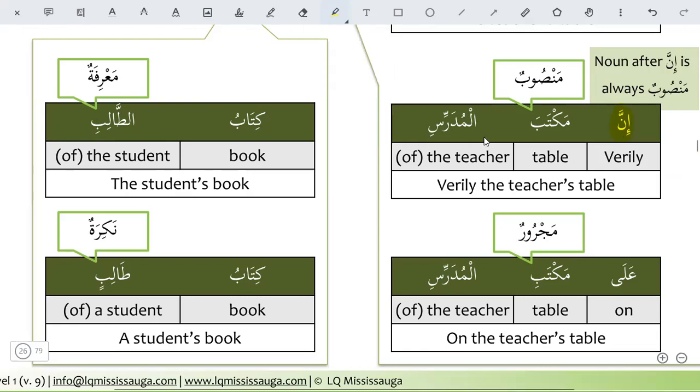Inna maktabal mudarrisi. So here it is in accusative case, nominative case. Maktabal mudarrisi. Inna means indeed, surely. Surely the teacher's table.